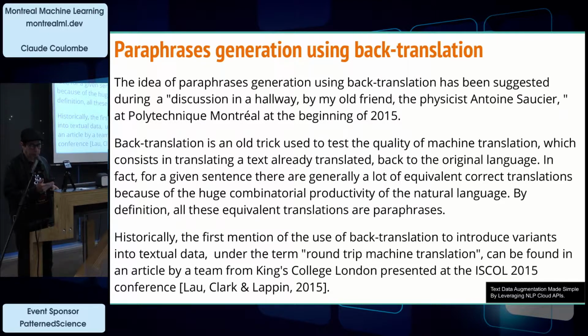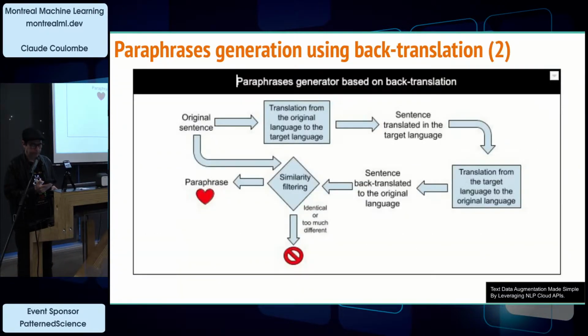Back translation is an old trick used to test the quality of machine translation. In fact, for a given sentence, there are generally a lot of equivalent correct translations because of the huge combinatorial productivity of natural language. By definition, all these equivalent translations are paraphrases. Each original sentence is translated using the Google Translate API, which is a neural machine translation system.